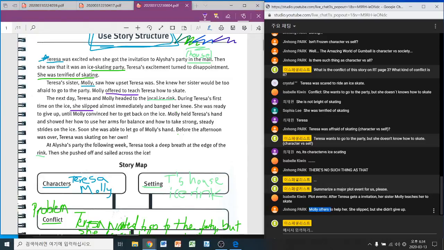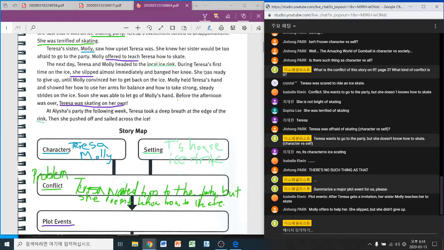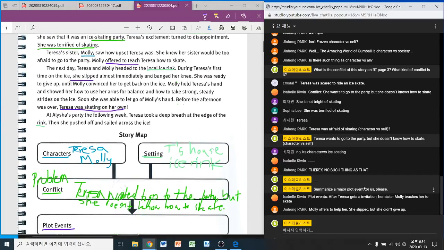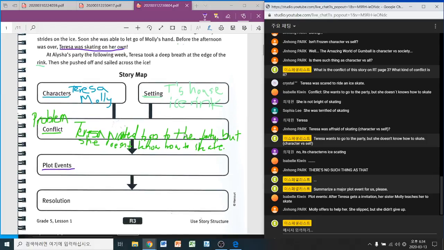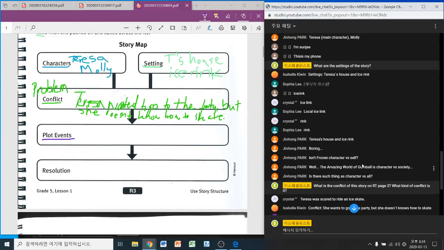Anybody else have a different kind of summary? She slipped, but and she learned. Ooh, that's a messy line. Let's try that again. Okay. Anybody else? Plot event summary. These are both good, but somebody else. Anybody else? Tell me what happens in the story. We're running out of time. We only have 5 more minutes. Alright, if I don't have any other answers, we're going to move on.